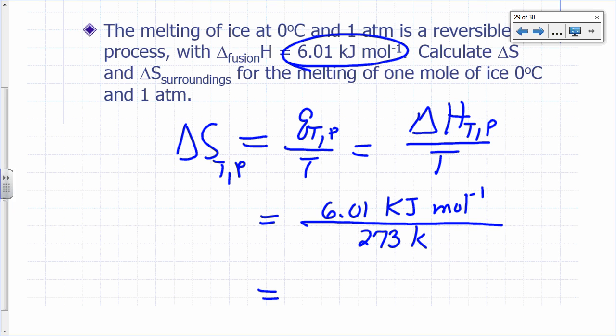You want it in kilojoules or joules? Doesn't matter, unless I specify the unit. If I don't specify the unit, you can give it to me in kilojoules or joules. Usually entropy values, you get nice round numbers if you use joules. And for delta H and delta U, usually those numbers are big, so you use kilojoules for those.